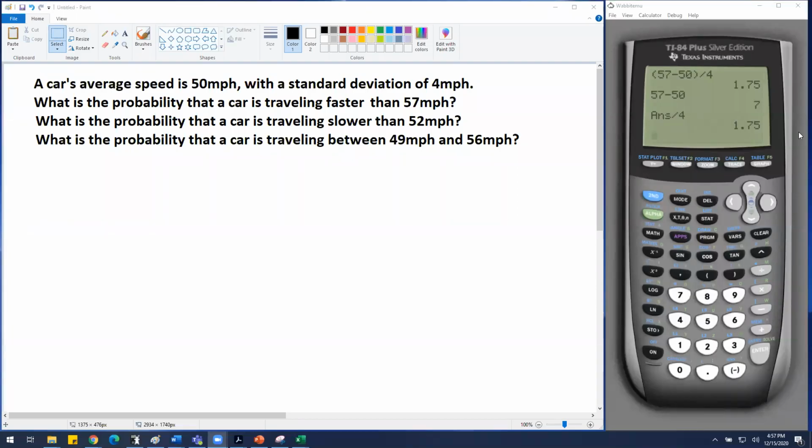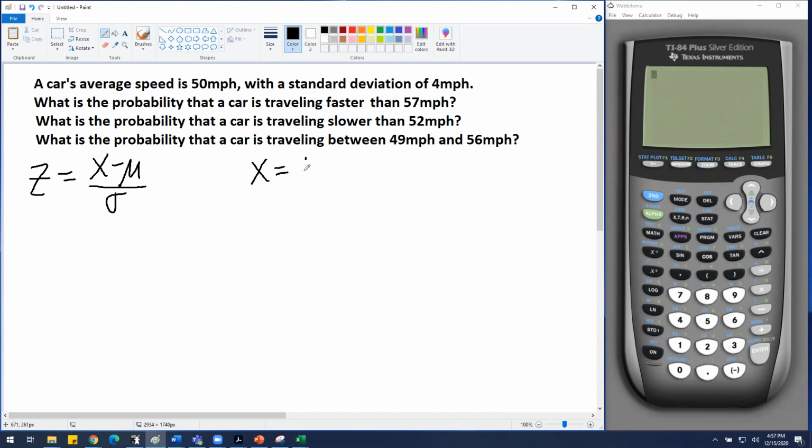Hello everyone. I'm going to show you how to find probabilities based off of a normal curve using z-score. So the formula for a z-value, z-score, is x minus mu over sigma.